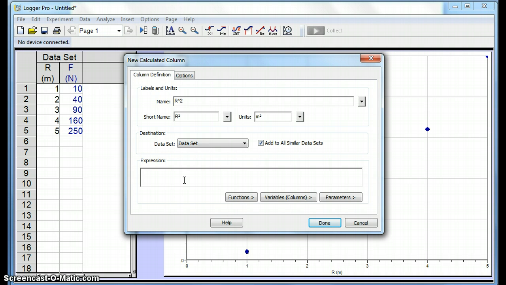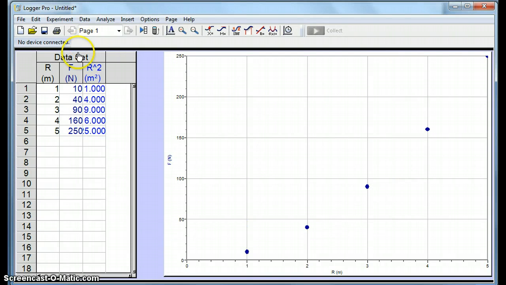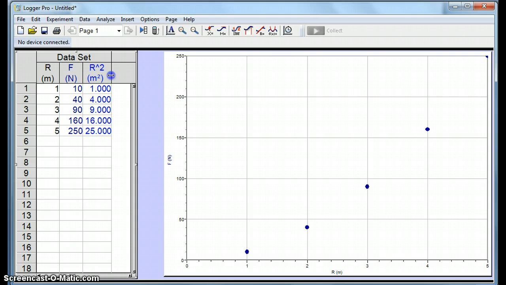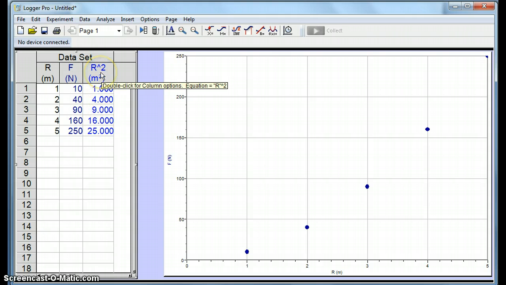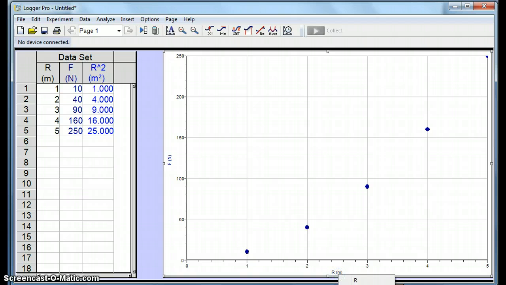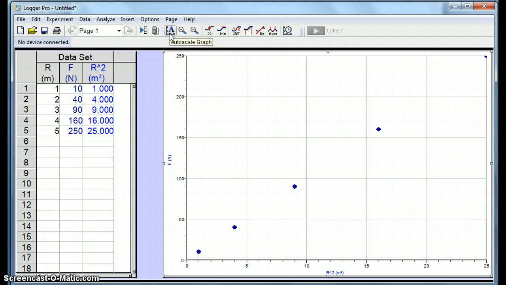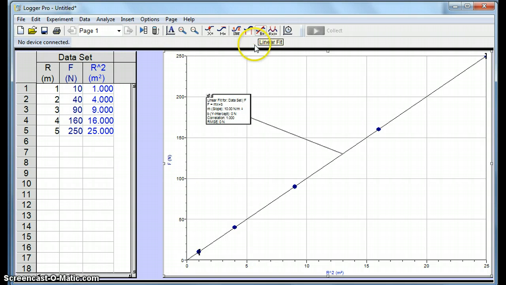So now under expression, we are going to select what it is that we want to square. One of the data sets is going to be the radius or distance r. So we select that, and then squaring is doing the caret 2. And what we see is a new set of data has appeared with all of the squared values. Now the last step we need to do is actually put this on the graph. So we go down here to where r is on the x-axis, and we choose r squared, do an auto fit, and voila, we have a straight line. So now we can do the linear curve fit.